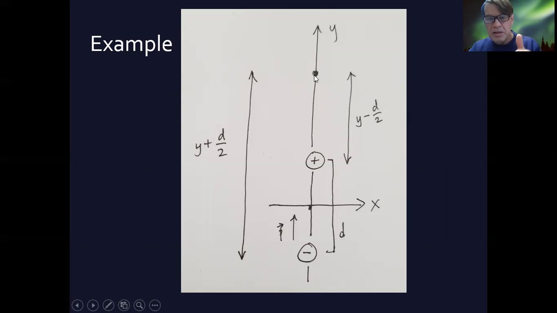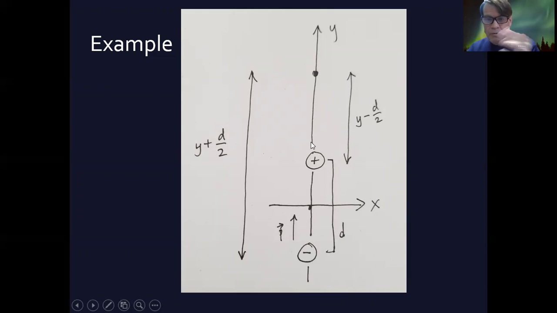I should have put a P, but let's say at point P, and they're going to make it very simple. So here's the x-axis, here's the y-axis. The point P is on the y-axis, and the dipole, which is two charges of equal and opposite magnitude, is down here, equidistant from the origin. So they've made it very simple. The charges and the point are all on the y-axis, and the charges are equidistant from the origin. And we're going to ask, what is the electric field created by this dipole at some point P?